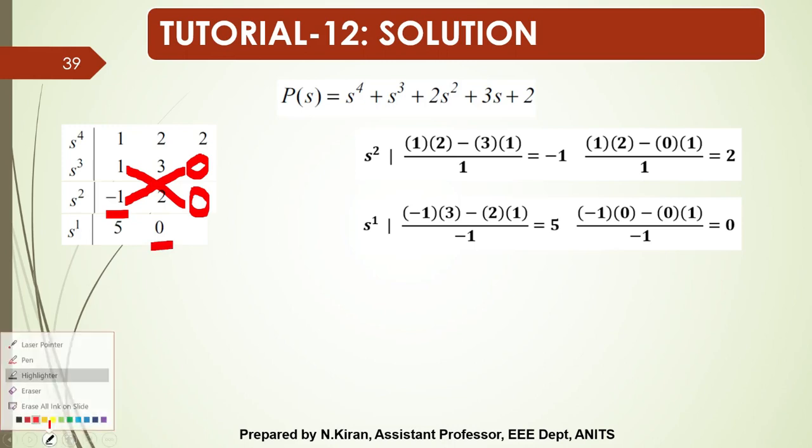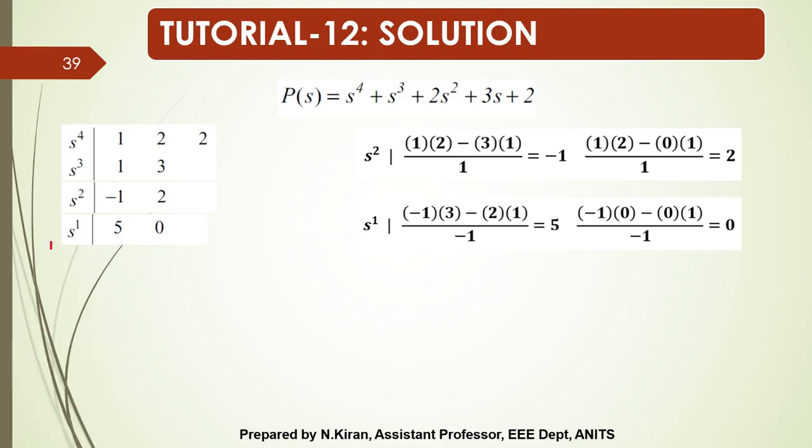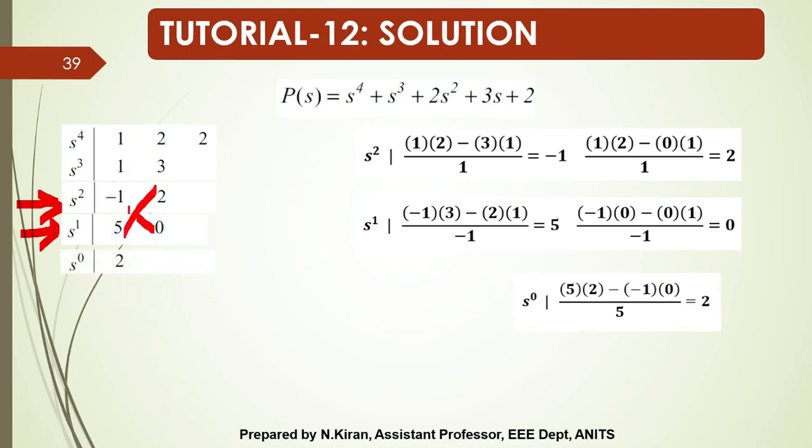The last row s bar 0 can be obtained by considering s square and s bar 1 rows. So using the formula, 5 into 2 minus 0 into minus 1 divided by 5 will give me the element corresponding to the row s bar 0, which is 2.